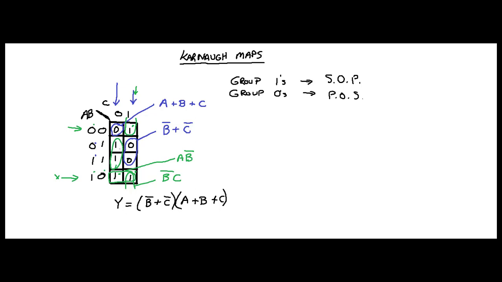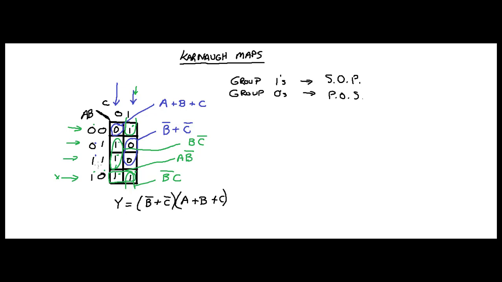We'll come over here for this one. This group over here, well, that encompasses this row and this row, doesn't it? Because it includes that one and that one. Well, in that case, A changes, so we discard A. B is equal to 1, so that's going to be a B. And if you look at the top, the column, that's when C is equal to 0. So it's C bar.